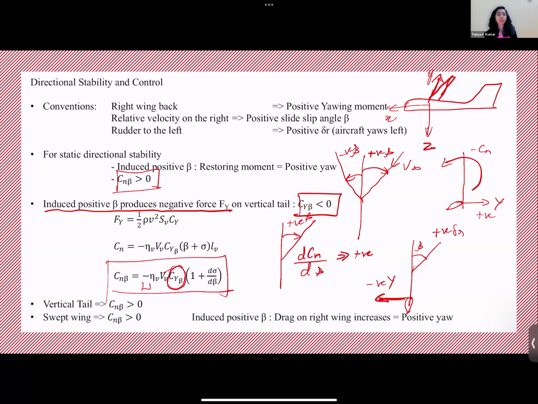Similarly, a swept wing produces a positive Cn beta. Why? Because there is a differential drag. Just like the previous case, there's a differential drag. The induced positive beta makes sure that the drag on the right wing also increases. So it produces a restoring moment. Okay. So Cn beta positive is from the vertical tail and from a swept back wing. These two structures give you the required directional stability.